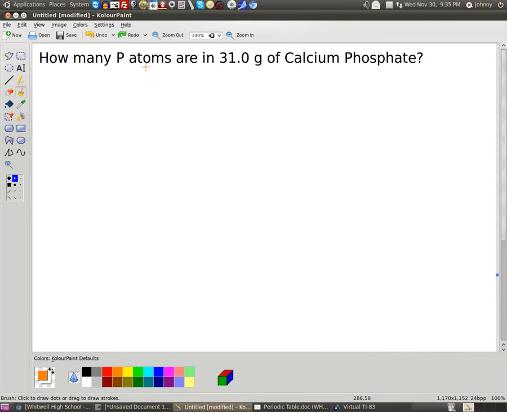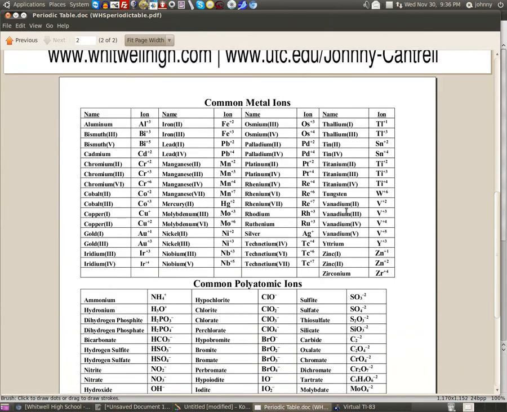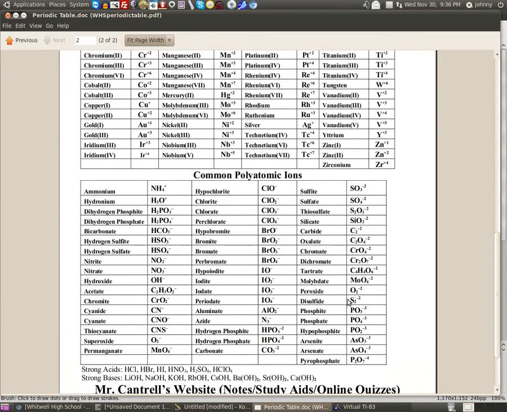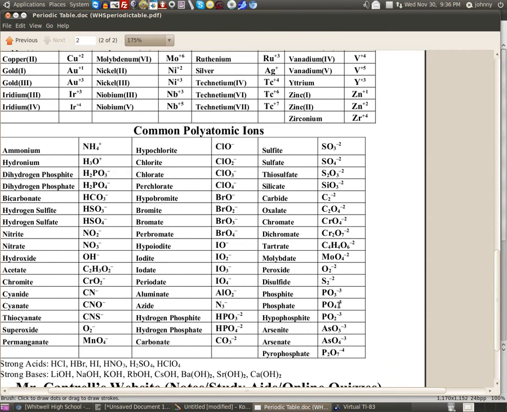The first thing we need to do is figure out what formula calcium phosphate is. As you remember from earlier videos, calcium as an ion is Ca plus 2. Phosphate as an ion, notice it ends in -ate. That comes from the polyatomic ion list, which is on the back of the periodic table that I provide from my website. Phosphate is PO4 negative 3. It's right here. I'll zoom in just a little bit so you can see better. There it is, phosphate, PO4 negative 3.